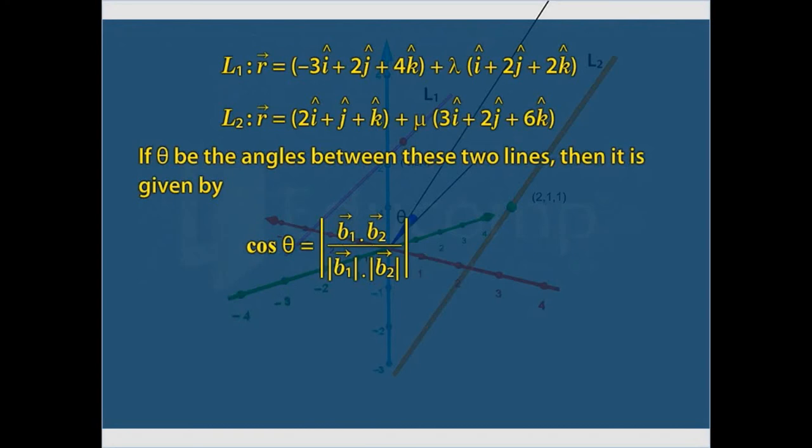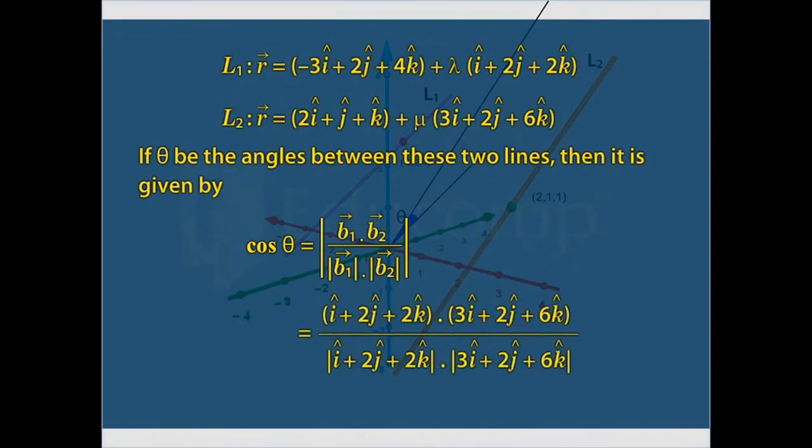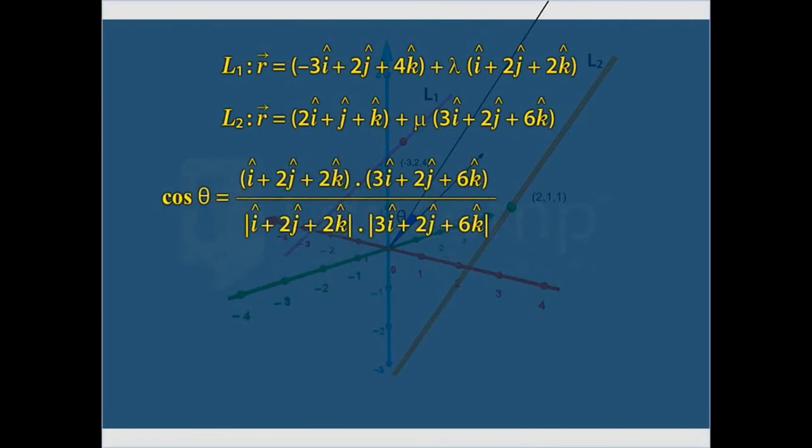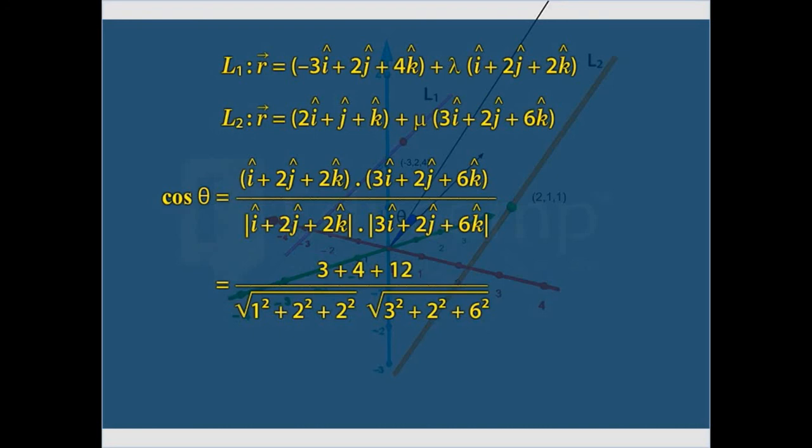Using the above formula, we get cos theta equals cap I plus 2 cap j plus 2 cap k dot 3 cap I plus 2 cap j plus 6 cap k by mod of cap I plus 2 cap j plus 2 cap k into mod of 3 cap I plus 2 cap j plus 6 cap k. This results in cos theta equals 3 plus 4 plus 12 by square root of 1 square plus 2 square plus 2 square into square root of 3 square plus 2 square plus 6 square.